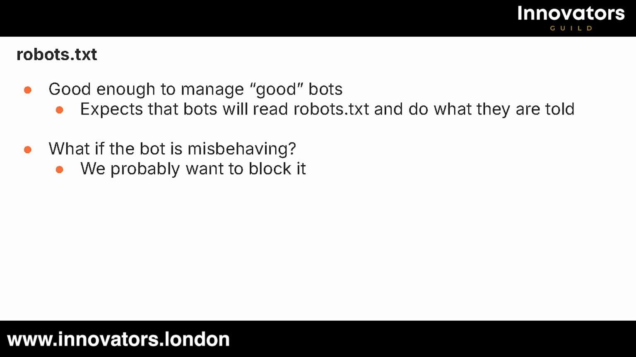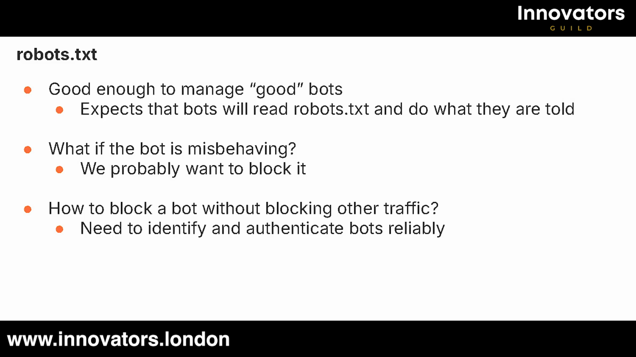So what if the bot is misbehaving, so it doesn't read the robots.txt and doesn't respect it? We probably want to block it. But blocking bots is not easy, right? How do you block a bot and not block other traffic? The problem now is that we need to identify and authenticate bots reliably, because you still want legitimate users to be able to access your site. If you put in a firewall rule that blocks everyone, users do not get access.